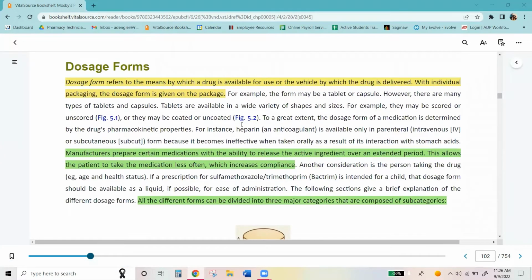Dosage form refers to the means by which a drug is available for use or the vehicle by which the drug is delivered. With individual packaging, the dosage form is given on the package. For example, the form could be a tablet or capsule. However, there are many types of tablet and capsules. They're available in a wide variety of shapes and sizes. They can be scored or unscored, meaning they have a line in the middle of them, or they may be coated or uncoated.